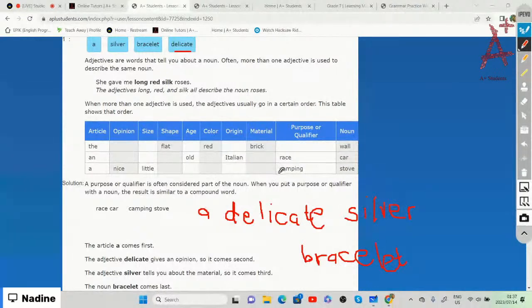So they say that adjectives go into a certain order, and there we have the specific table that shows us the order in which the adjectives need to go. You first need to show the article, then an opinion, then a size, a shape, age, color, origin, material. You see, silver can also be material. Then purpose or qualifier, and then we have the actual noun. So we are describing the bracelet: it is a delicate silver bracelet.